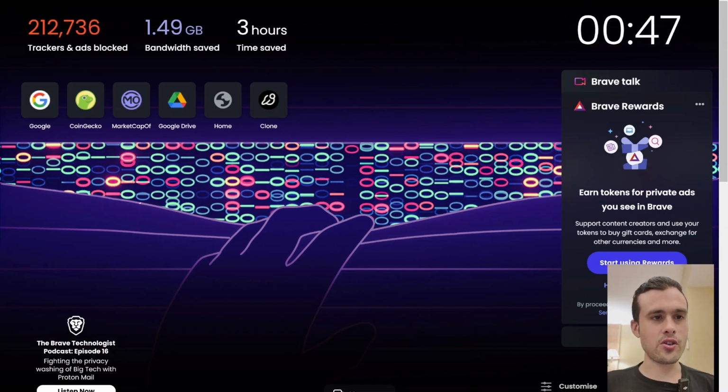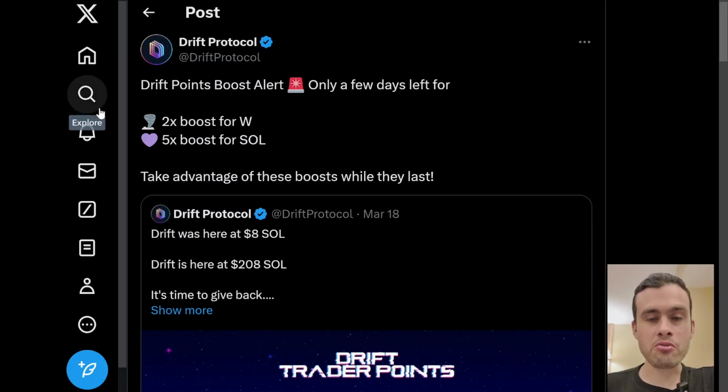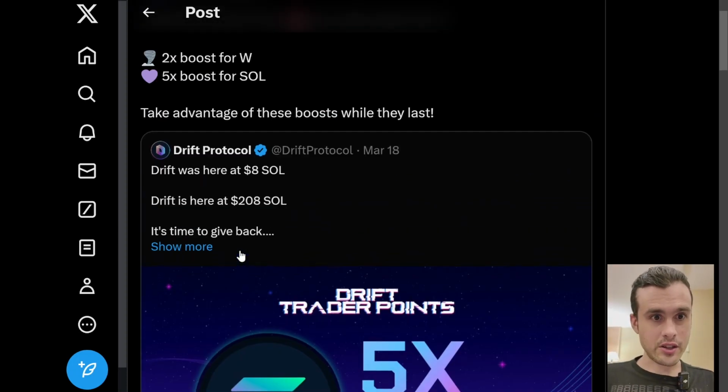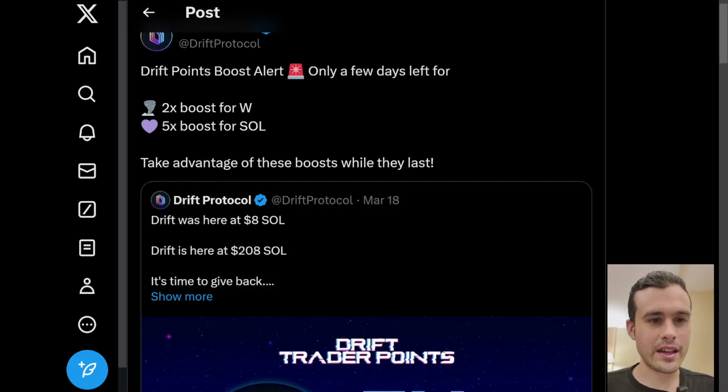So you can go and trade the pre-launch price of tokens like W, which is Wormhole. They've also got a 5x points boost on Solana as well, which I'm taking advantage of personally. And that ends on March the 24th. So it's just a short-term points boost, but nevertheless, if you're trading on Drift and you're trading SOL specifically, then you'll be getting additional points for doing that.